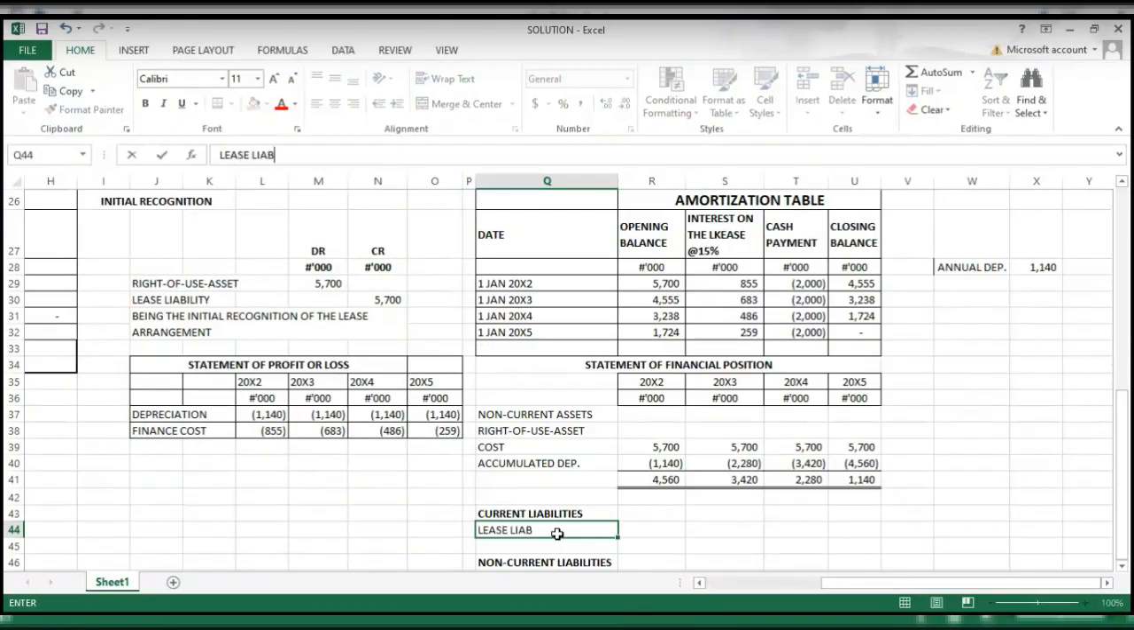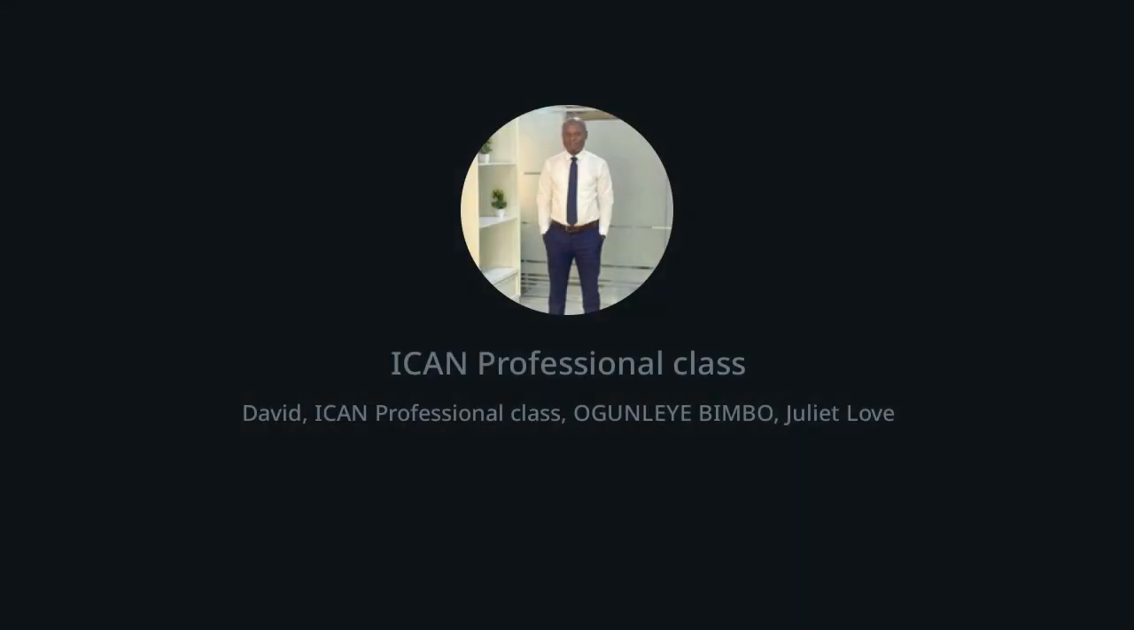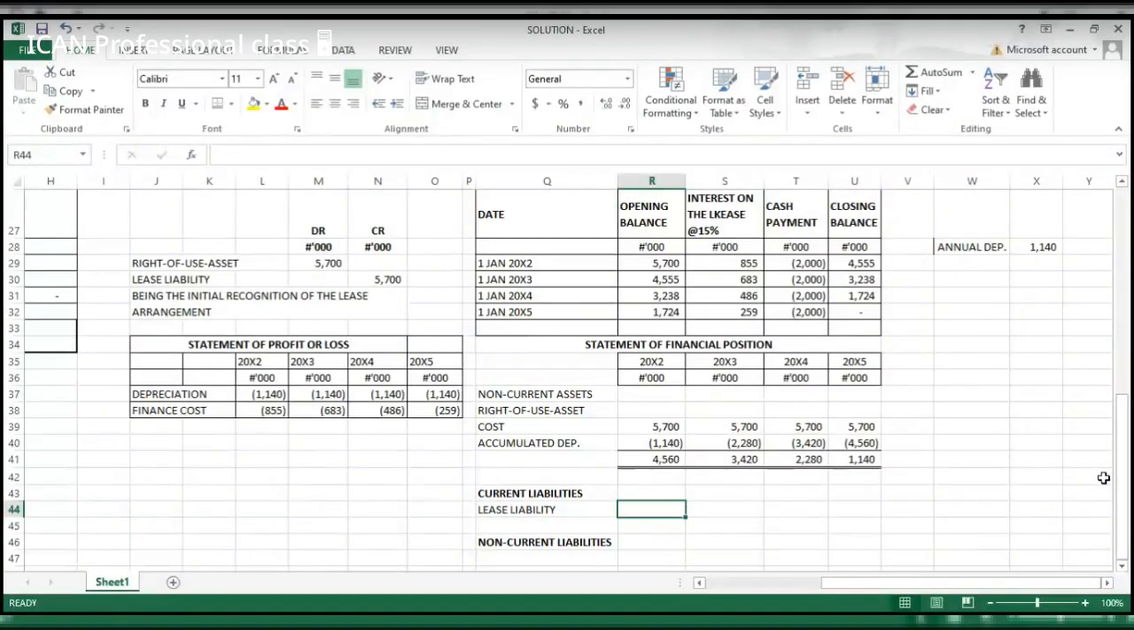So for lease liability, the current element will be the amount payable in a year's time, the amount that the company has to pay in 1 year's time. And the other part of it is going to be what? Non-current liability. So this is 20x2. This is the opening balance. This is how much the company paid, and the balance remains this. How much is the company going to recognize as a liability in respect of this lease in a year's time?